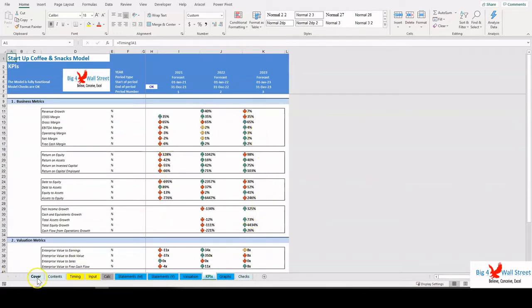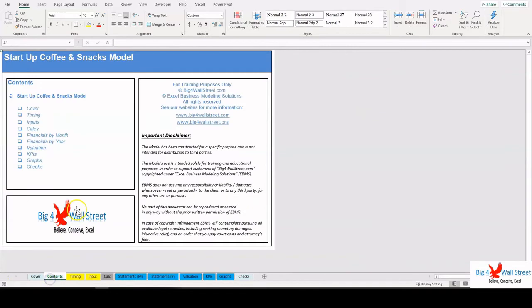So, a quick overview of the model. In the Contents tab you can see the structure of the model, and by clicking on any of the headlines you are redirected to the relevant worksheet.